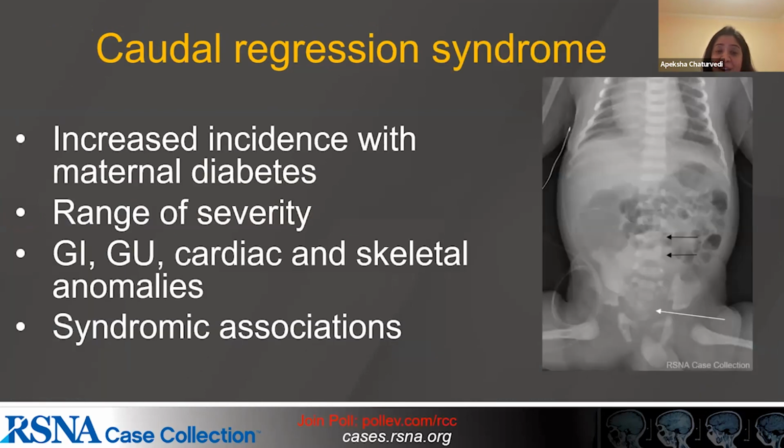So here, this caudal regression syndrome, there is an increased incidence with maternal diabetes. This particular patient did not have a mother with diabetes. There is a range of severity. It can range from minimal agenesis of the inferior most sacral vertebrae to very profound lumbosacral agenesis. And there can be associated GI, GU, cardiac, and skeletal abnormalities. And there are syndromic associations, including the VACTERL association, Currarino syndrome, as well as the OEIS complex.